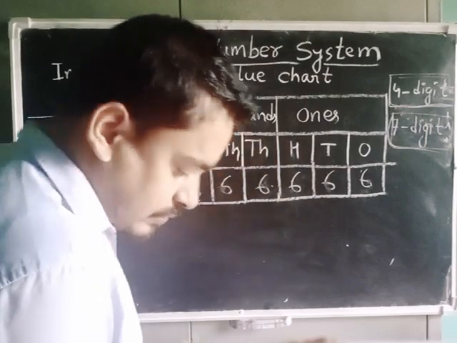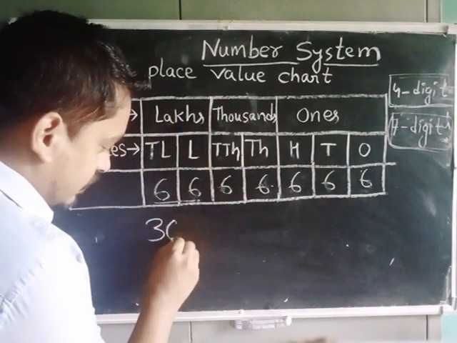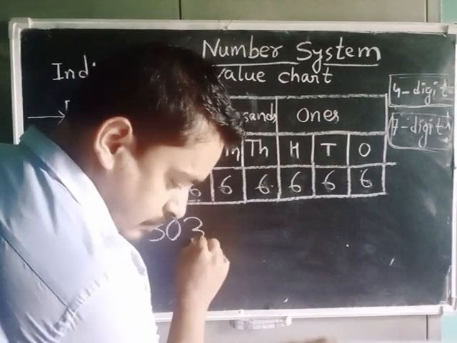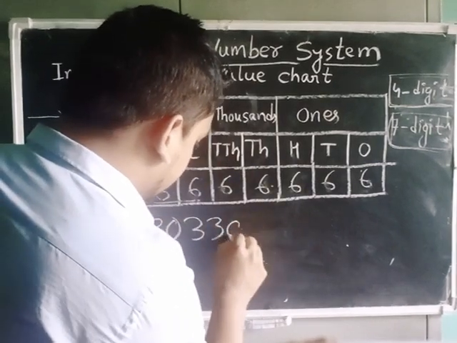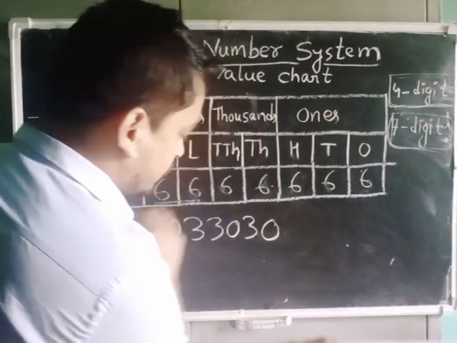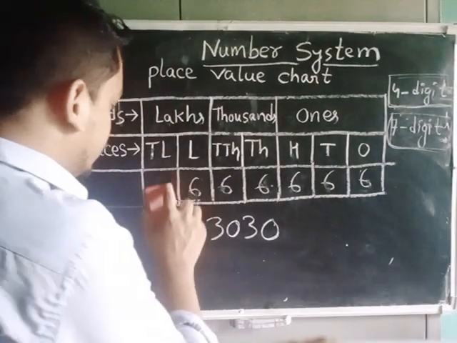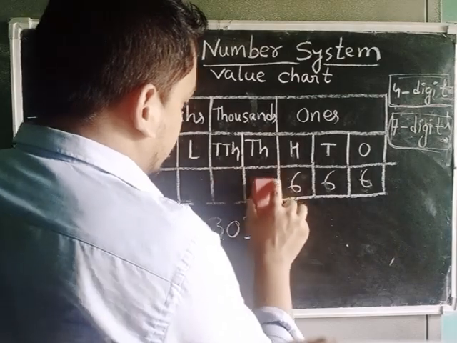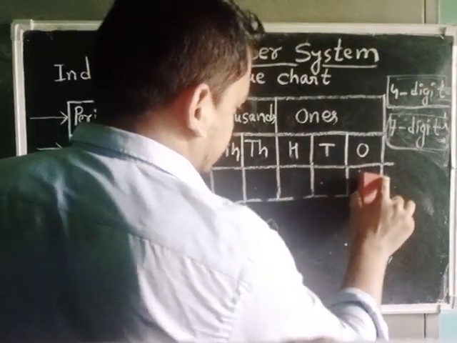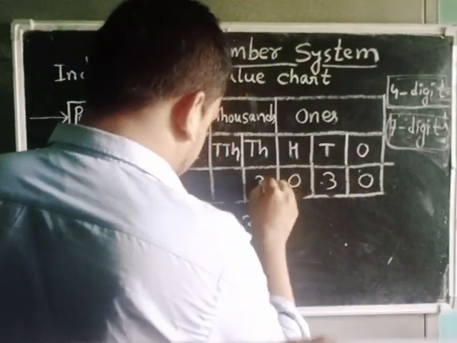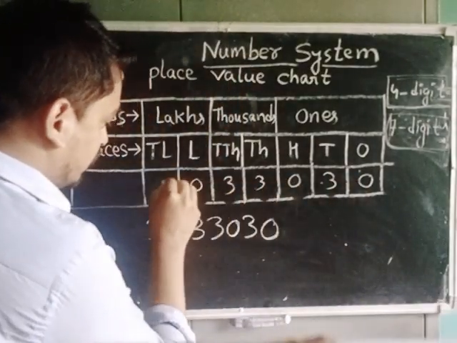Another number you see, 3033333030. So let us write this number in the place value chart. From the last we have to start. Here is 0, here is 3, here is 0, here is 3, then 3, 0, 3.